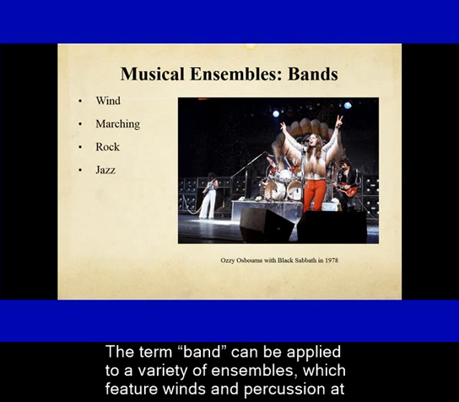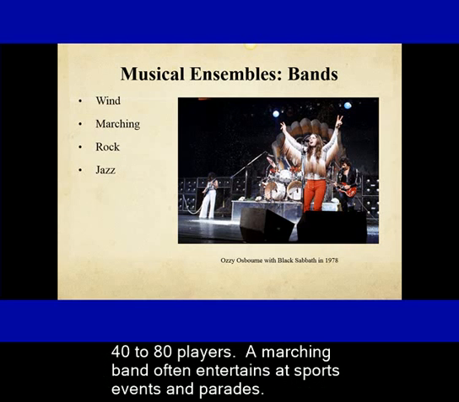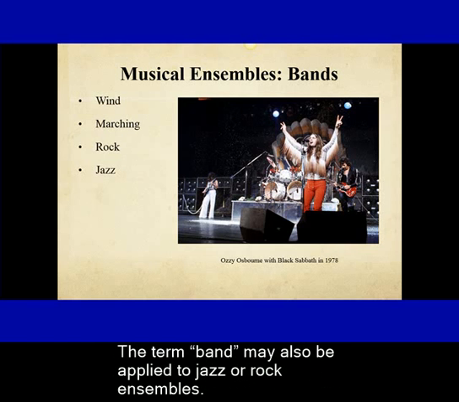The term band can be applied to a variety of ensembles which feature winds and percussion at their core rather than strings. A concert band, sometimes called a wind ensemble, can range from 40 to 80 players. A marching band often entertains at sports events and parades. The term band may also apply to jazz or rock ensembles.